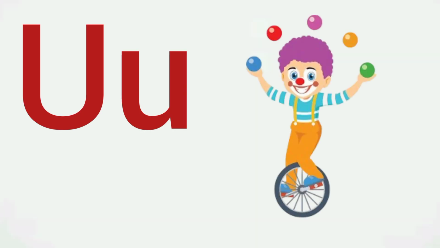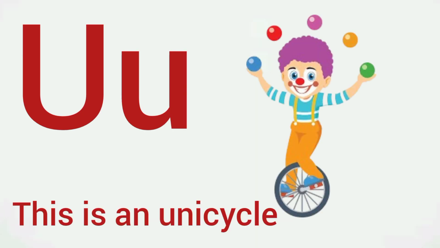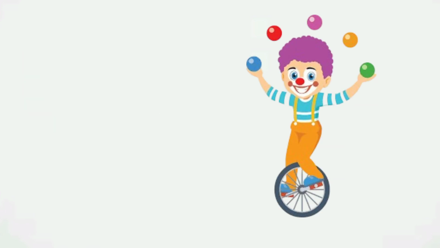Next alphabet name is U. U is for unicycle. This is a unicycle.